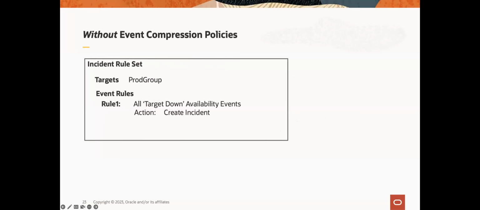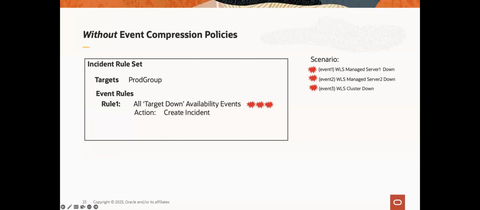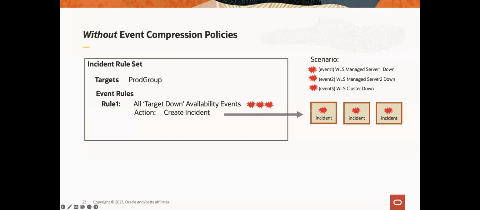Here is an example of incident creation without event compression policies. Here we have a rule set that applies to the prod group, and it contains one event rule that applies to all the target down availability events for targets in the group. And the action for these events is to create an incident. In the WebLogic cluster down scenario that I previously described, we would see 3 events, 1 per target, and these events would result in 3 separate incidents, 1 per event.